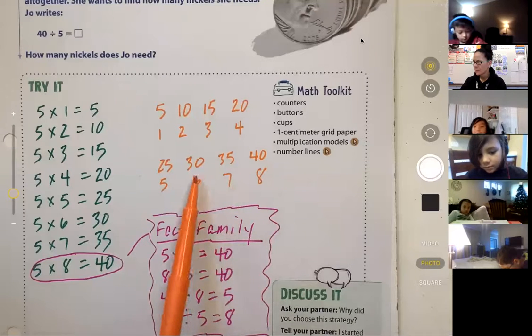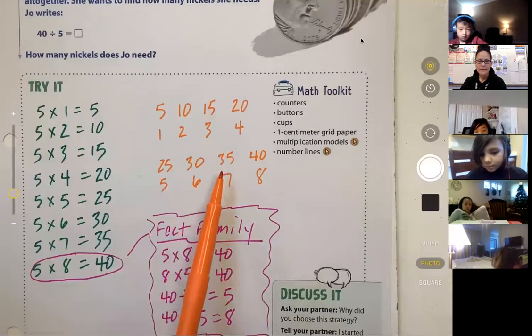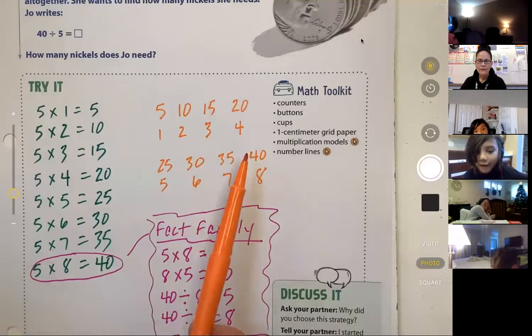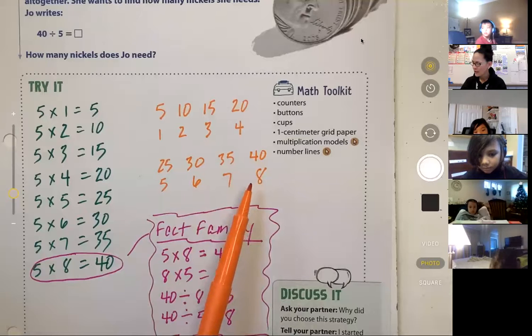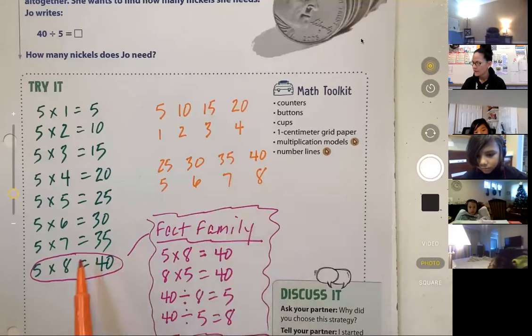So continuing on, 35 cents, that's 7 nickels, and 40 cents, that's 8 nickels. All right? Notice how we are coming to the same conclusion, just a different way to model it.